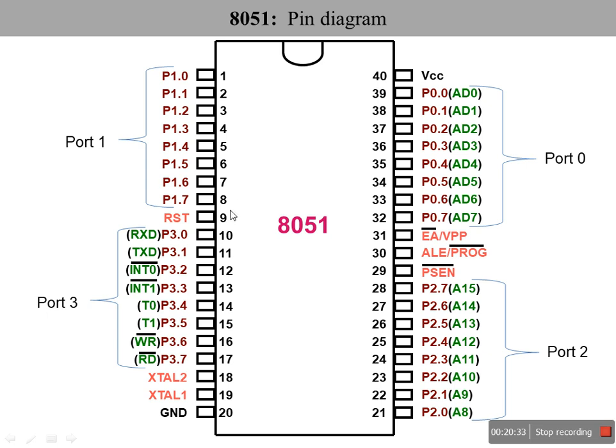Pin number 1 to pin number 8 are called port 1. Each pin here is called P1.0. Pin number 1 of the 8051 is P1.0, the first pin of port 1, then the second pin, third pin, and so on. This is port 1. It does not have any additional functionality. It has a single functionality, just to interface with the outside world.